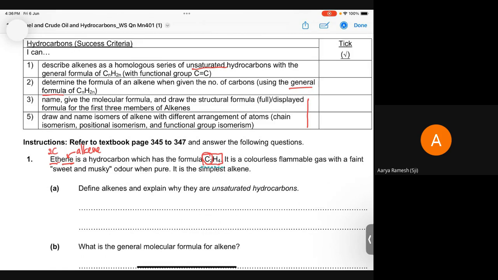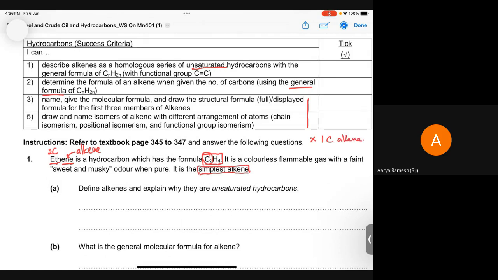Okay, they mentioned it's a colorless flammable gas with a faint sweet and musky smell. Okay, this is the simplest alkene. I want you to take note of this idea that this is the simplest alkene. There is no one carbon alkene. Okay, there's no one carbon alkene.